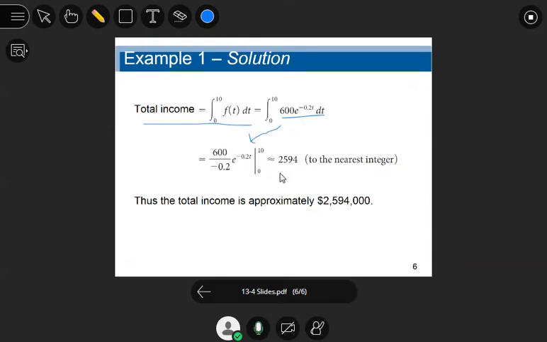So finally it becomes 2594. Thus the total income is approximately 2594 times $1,000. So this is the final result.